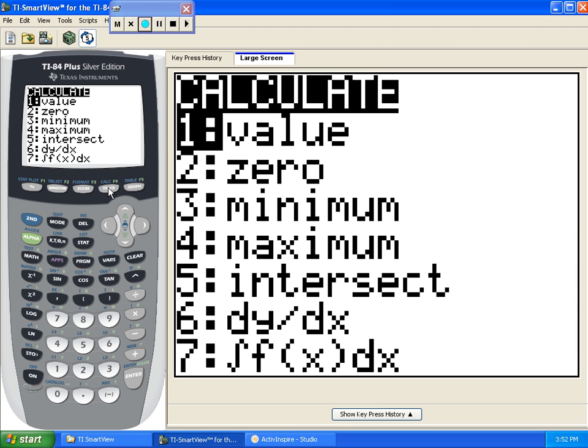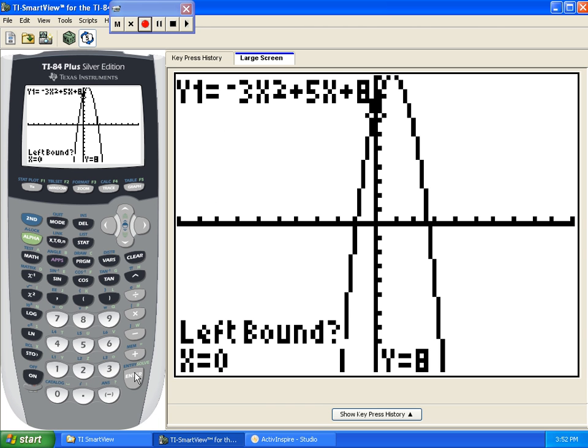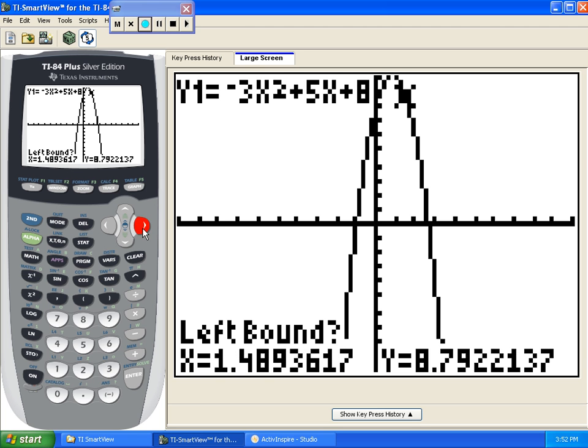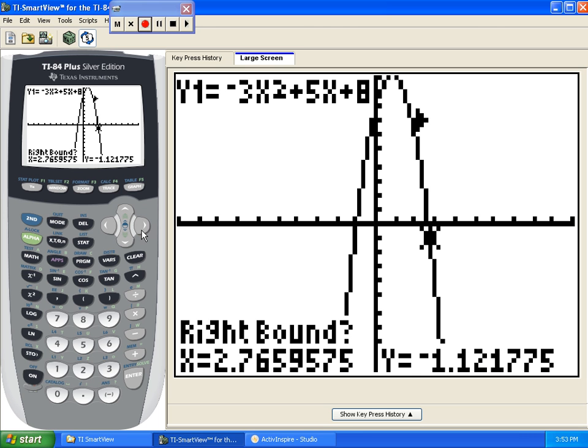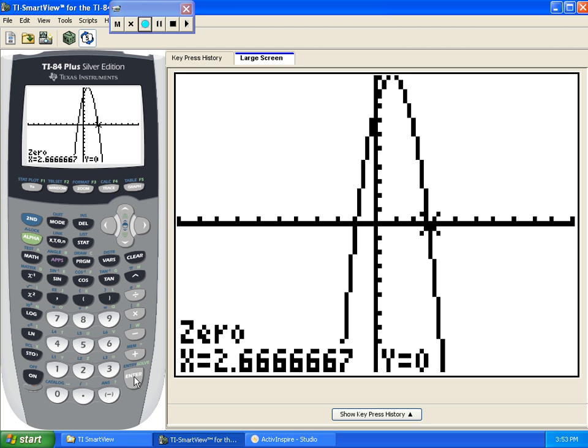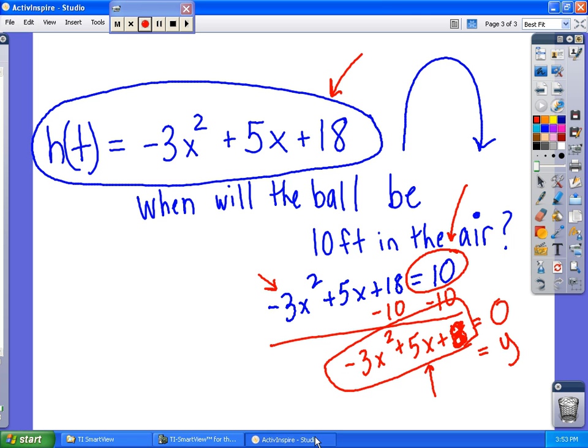By going second, calculate, 0, enter. And it says left bound, so I'm going to move my cursor over. Now keep in mind, this is another important point. The first answer right here is going to be when the ball is first 10 feet in the air. The other one is going to be when it's coming down and it's 10 feet in the air. So for left bound, I move to the right, below the point, hit enter. Now right bound, I'm going to move past it, enter, and guess, enter. And it says that one of my zeros is at 2 and 6/10 repeating. So that's one of my answers.